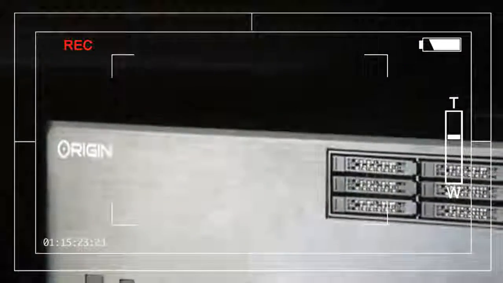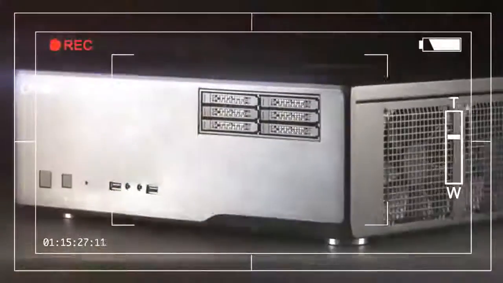There's no doubt that Origin's system is capable, but can it resolve the input and compatibility issues that have always made PCs feel out of place?